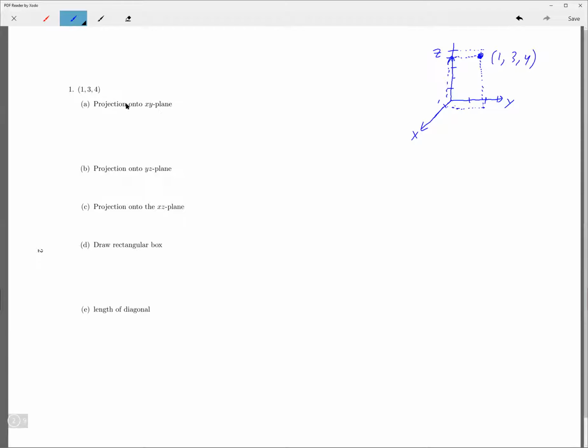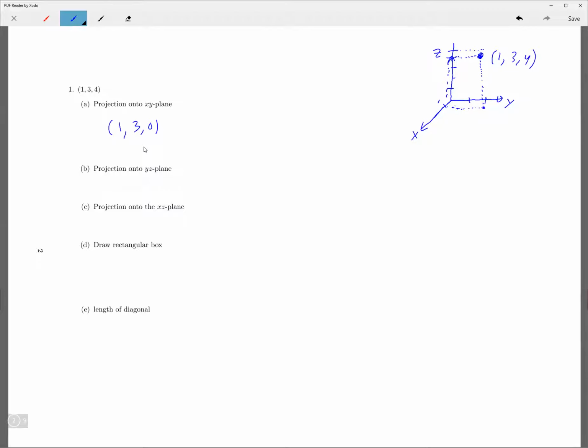If you project it into the XY plane, the XY plane is the plane where these are the axes, the X and the Y. So that's going to be right there. What are the coordinates of that point going to be? Right here. (1, 3, 0). Yeah, exactly. So that's what that is, (1, 3, 0).